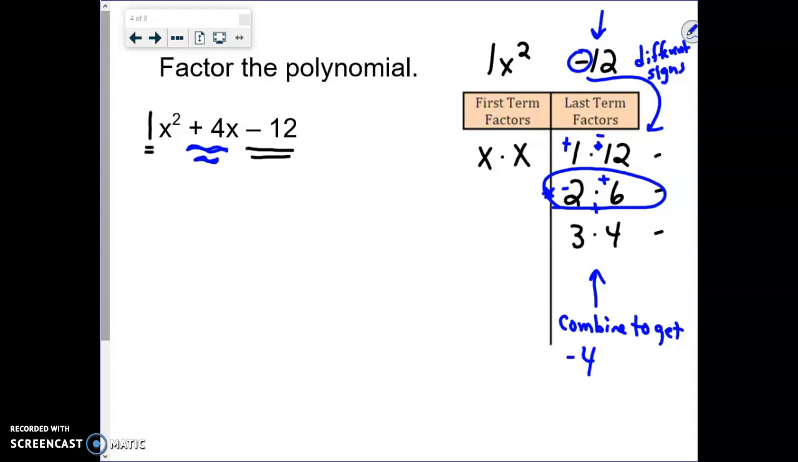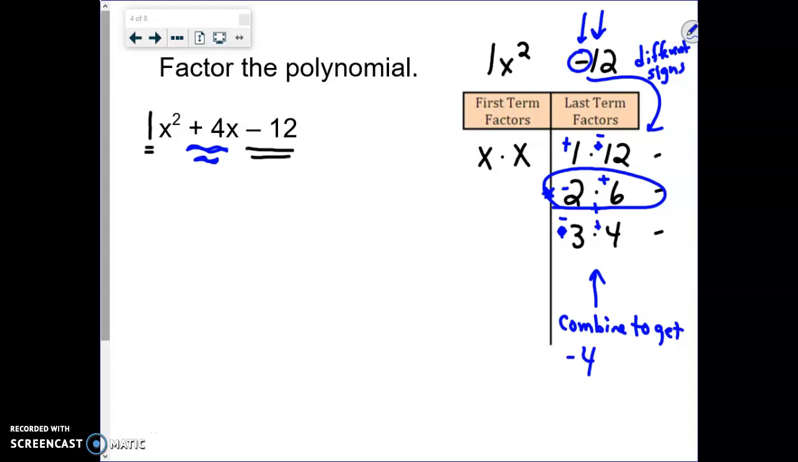Same thing down here, if you use different signs, positive 3, negative 4, they do multiply together to give you negative 12, but they don't add up to 4. They actually add up to negative 1. And if you were to switch the signs, again, negative 3 and positive 4, you'd still get a positive 1. None of these except the 2 and the 6 multiply together to give us negative 12, but add up to be 4x. Or you could also look at it this way. If this is negative up here, this negative 12, these factors have to subtract to give you a positive 4.